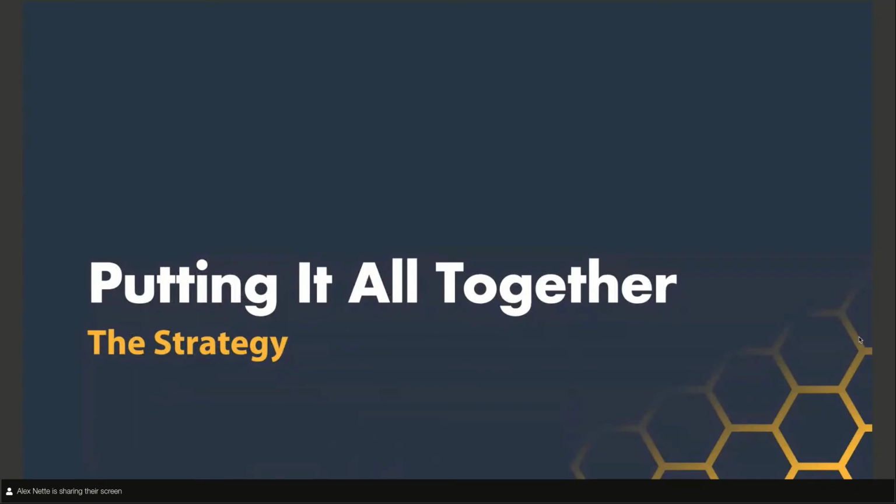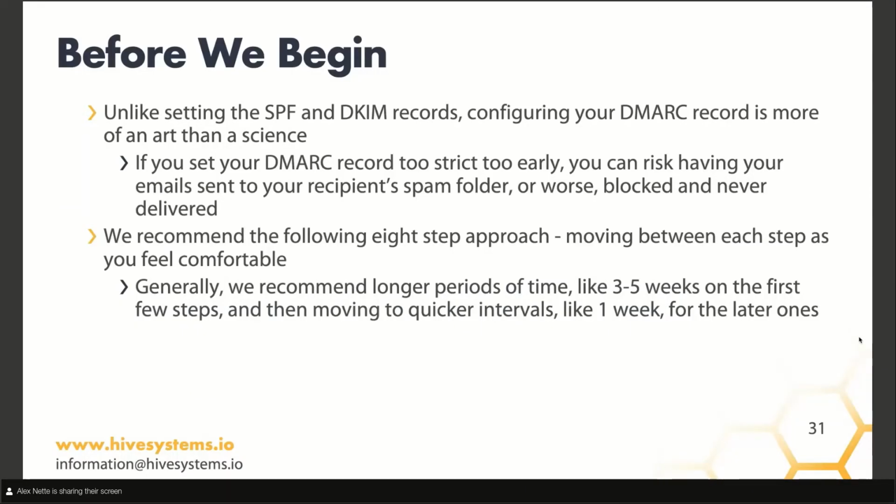So how do we put it all together? What does this strategy look like? Well, before we begin, unlike setting the SPF and DKIM records, configuring your DMARC record is more of an art than a science. And if you set your DMARC record too strict too early, you run the risk of having your emails not reach your recipient's email inbox or potentially go to their spam folder. So we recommend an 8-step approach. And so we've tried to break this down to make it a little bit more of a step and tiered system, which should help you walk through this.